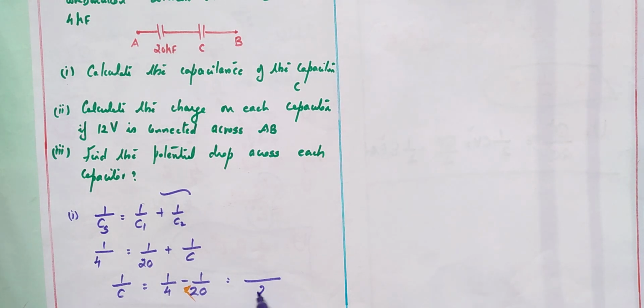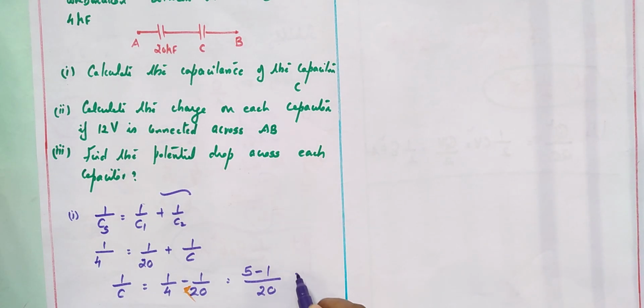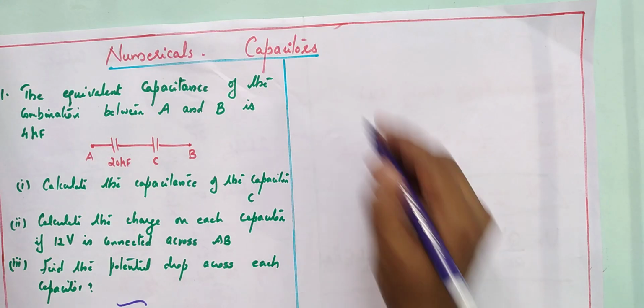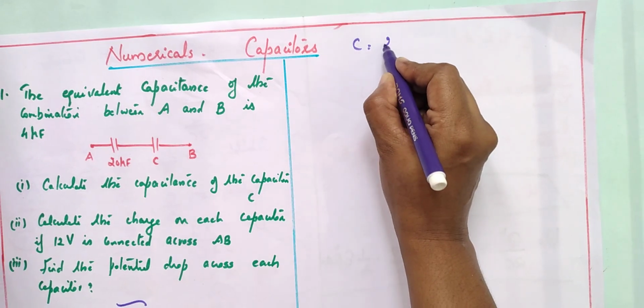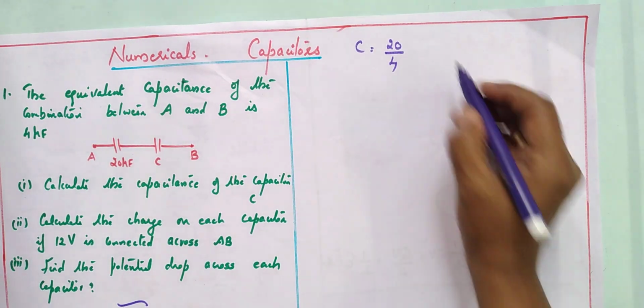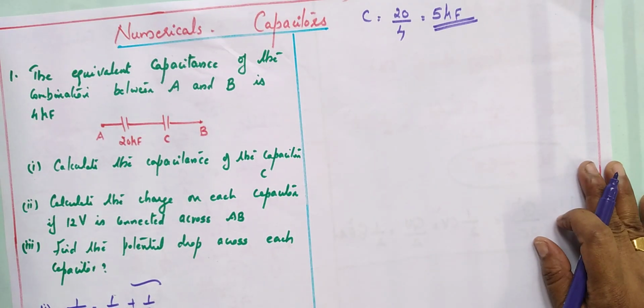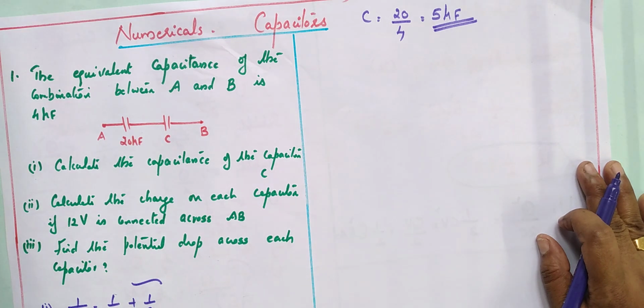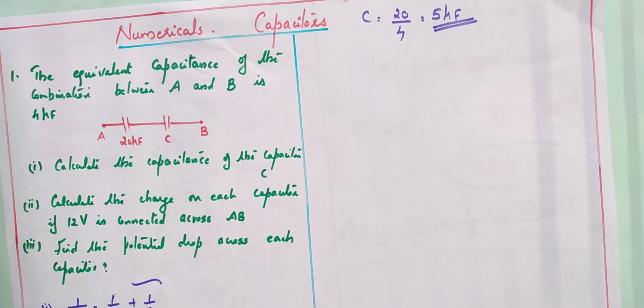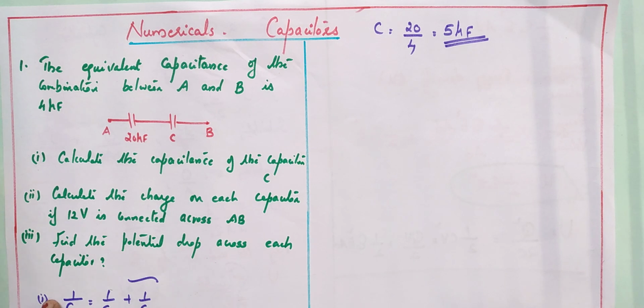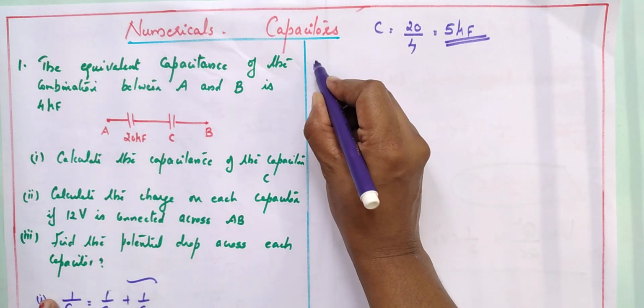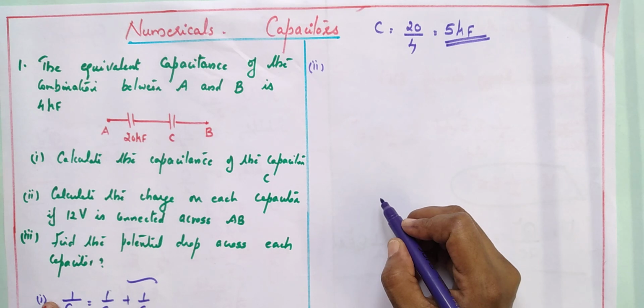LCM is 20, so here we can write 5 minus 1, so it is 4 divided by 20. And the net capacitance is equal to 20 divided by 4, so that is equal to 5 microfarad. So the unknown capacitance C is equal to 5 microfarad. Is it clear, children? Now, the second one: calculate the charge on each capacitor if 12 volt is connected across AB.